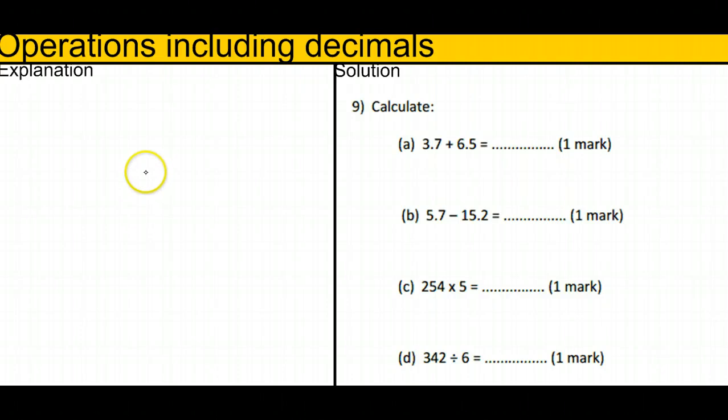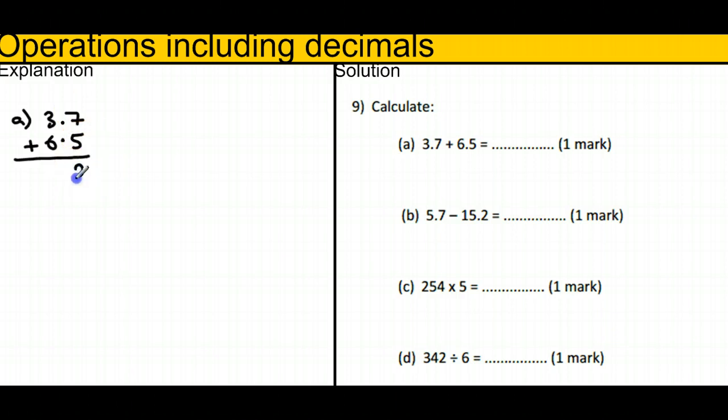We're going to look at different operations, including some decimals, and the methods you can use to do these without a calculator. So we're going to start off with the first one, which is adding decimals. So we've got 3.7 plus 6.5. And I've decided to use a column method, just as you would. You'll see that I've lined up the decimal places, and you can approach it in exactly the same way.